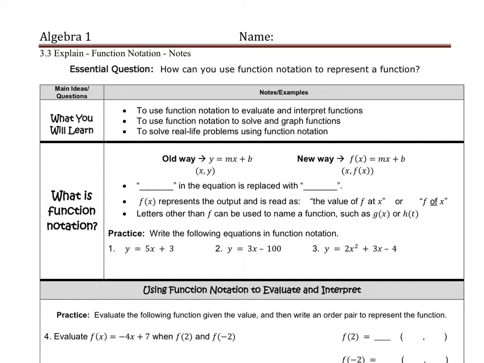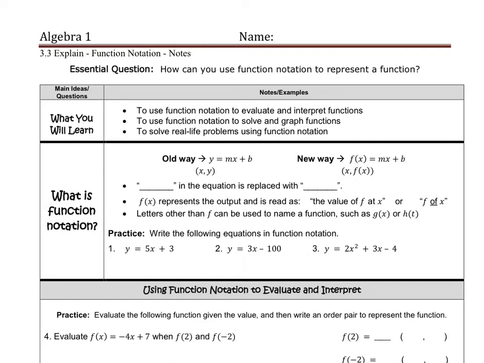Another reason that you could use function notation is we may have several inputs we want to use and several different equations we want to try them in. So function notation lets us learn how to give different names to each of our equations.